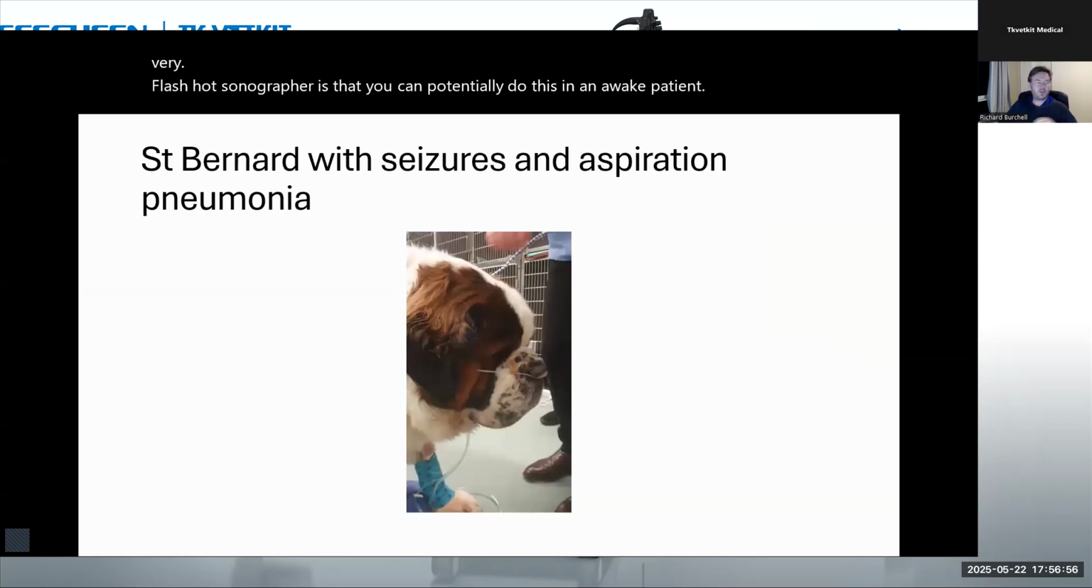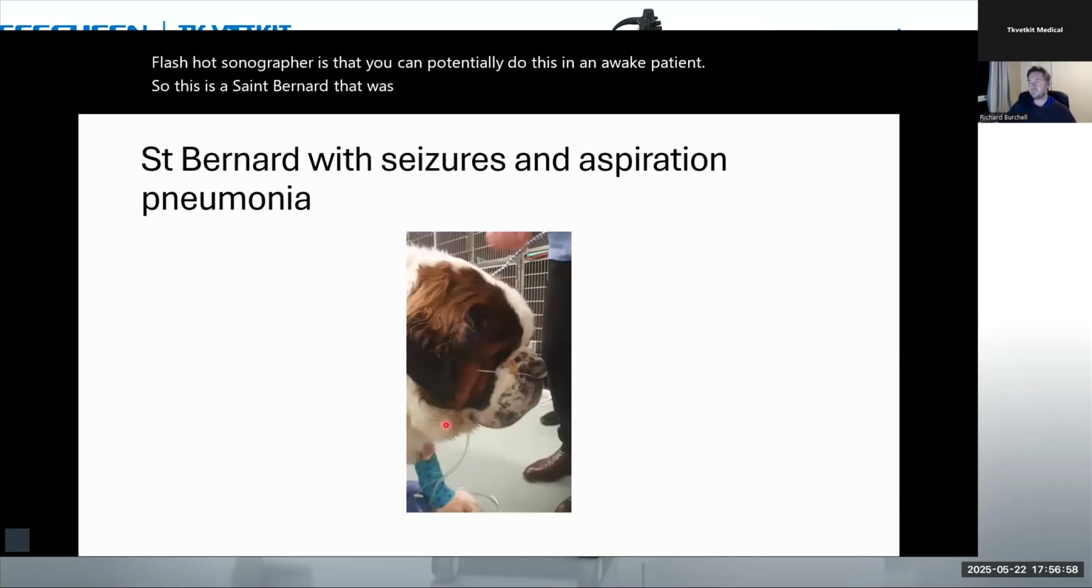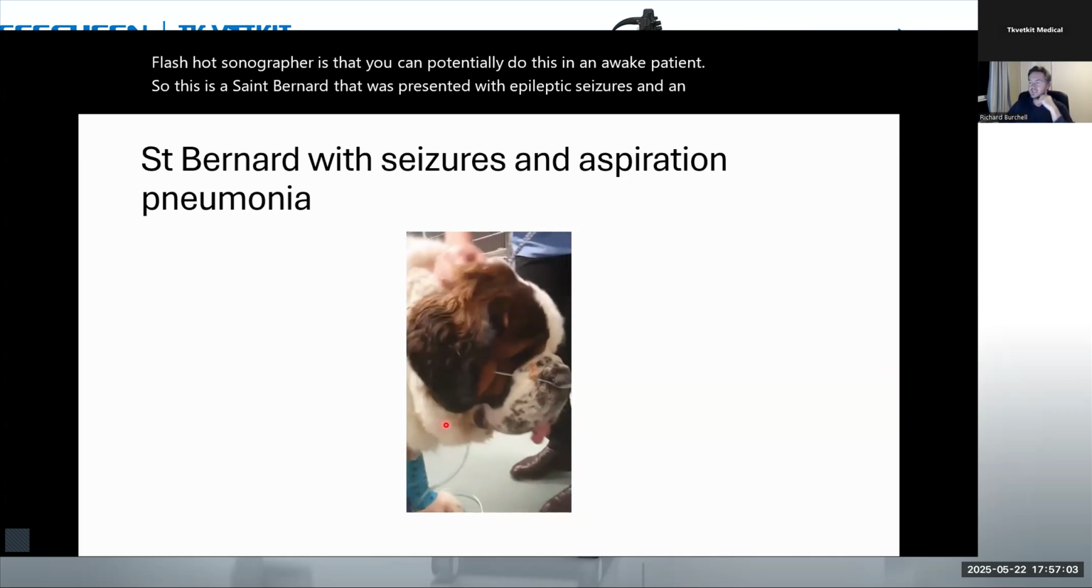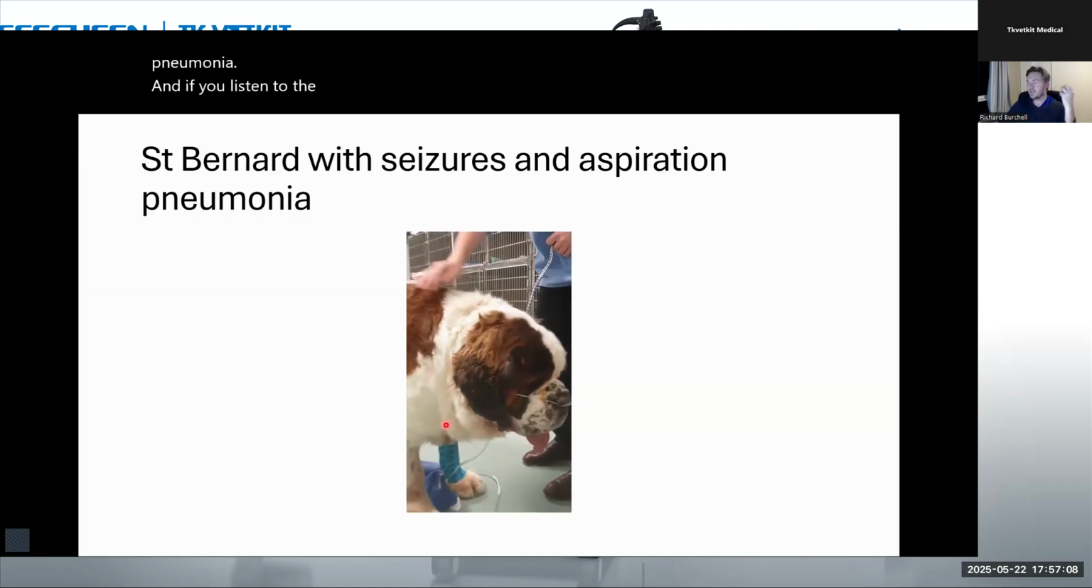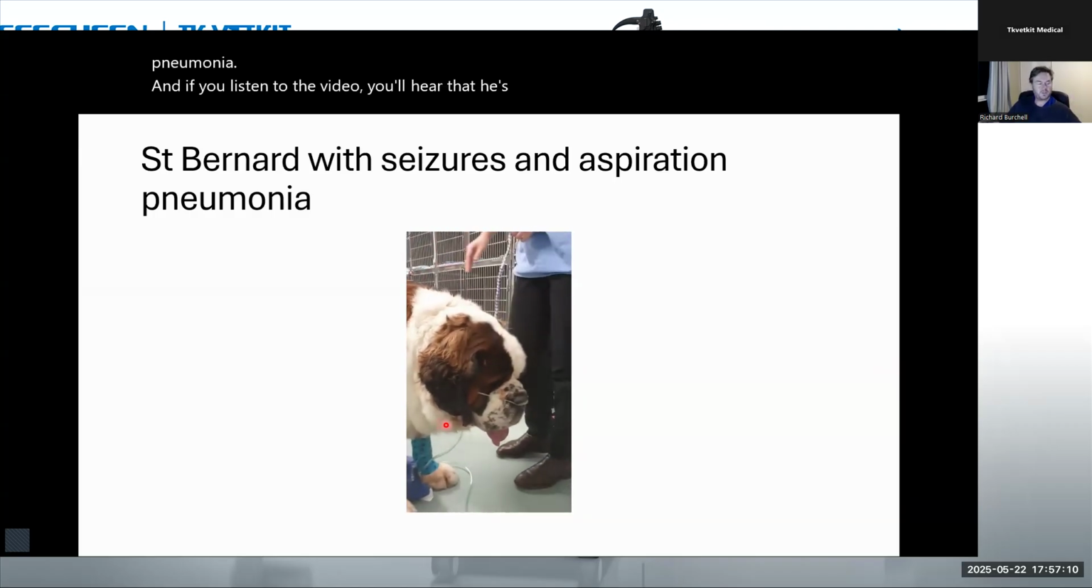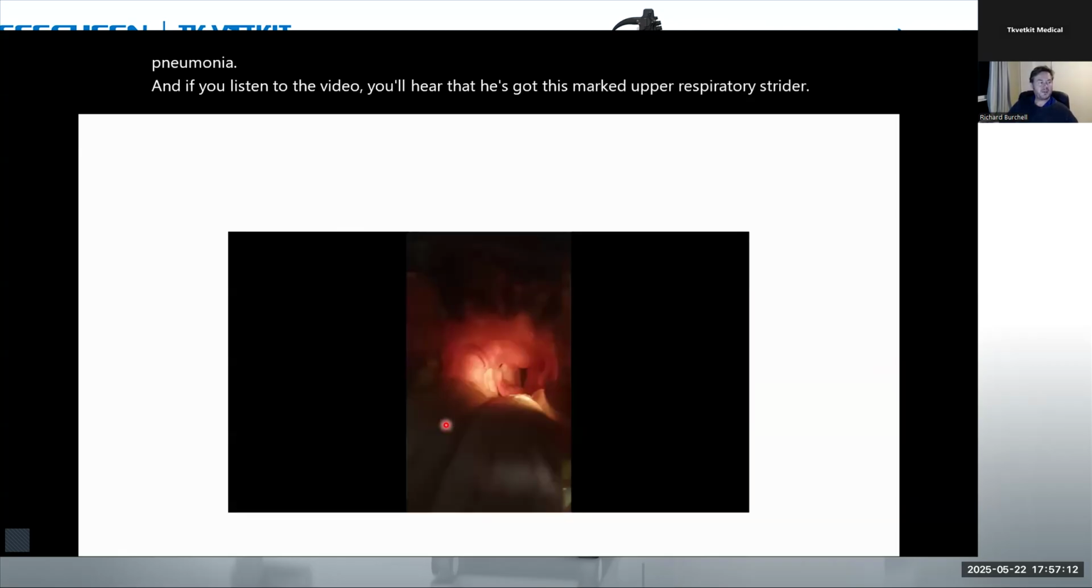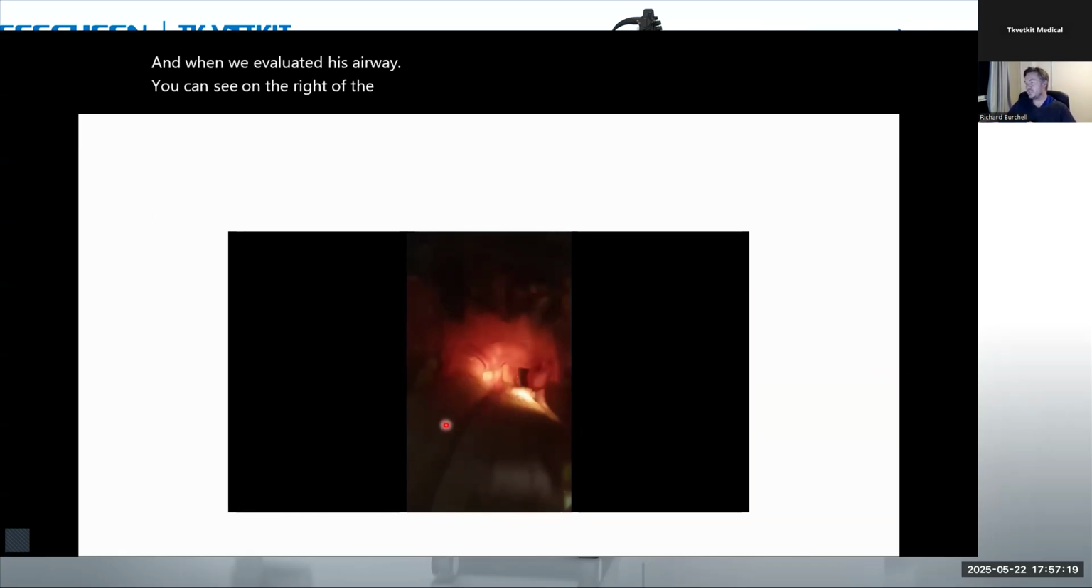So this is a St. Bernard that presented with epileptic seizures and an aspiration pneumonia. If you listen to the video, you'll hear that he has this marked upper respiratory stridor. And when we evaluated his airway, you can see on the right of the image, which is the left arytenoid, it is moving. And if you look at the left of the image, which is the right-hand side, you see there's no movement there at all.